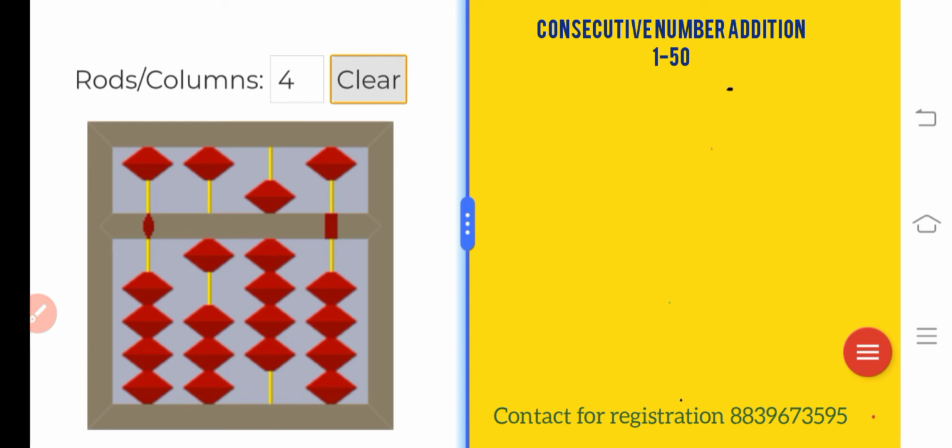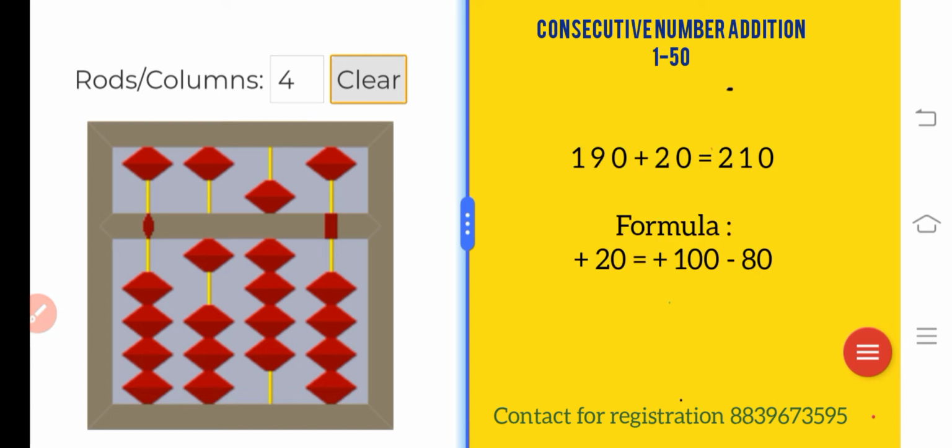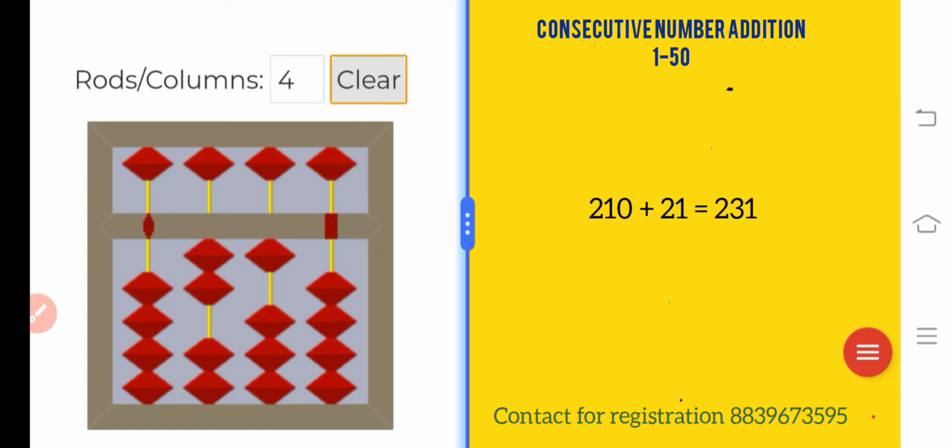Now we will add 20. We can't add 20 in the tens place directly. So we will use the formula that is plus 100 and minus the friend of 20, that is 80. Plus 100 minus 80. So what answer do we get? 210.